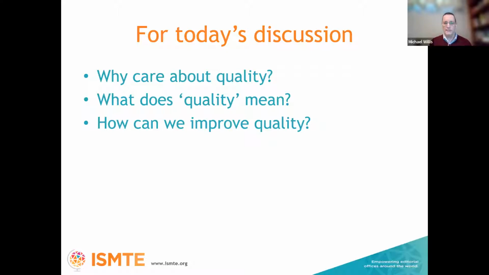So 3 things then. Why care about quality, first of all? Why do we care about the whole question of quality in peer review? What does quality mean? How do we define quality when it comes to thinking about peer review? And then thirdly, how can we improve quality? And I think that gets very much to the nuts and bolts of the question. And I think in ISMTE, we are all about, aren't we, thinking about operationalizing the things that we want to convey and the good practice and so on in our journals. And so perhaps that's where the discussion will go, although I think it'll be interesting to think about the first 2 topics as well in discussion.